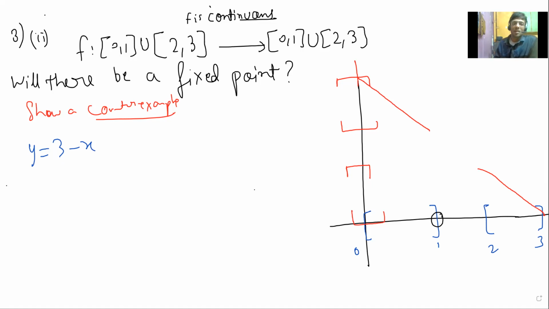Okay. So this is a counter example. So yeah, the picture, knowing it pictorially is helping us all the time. There is no doubt.